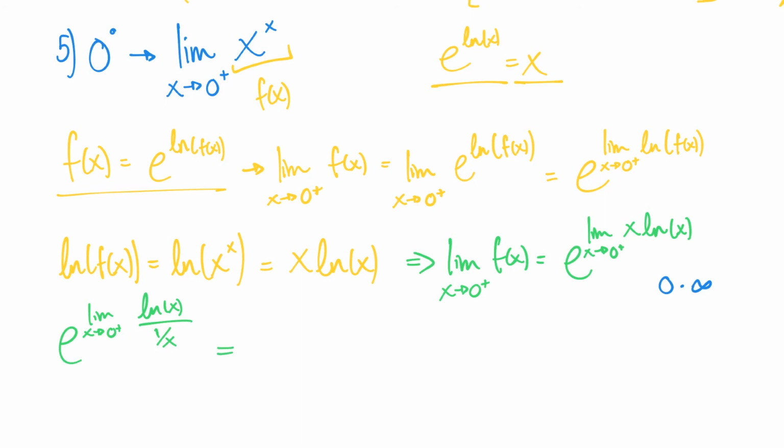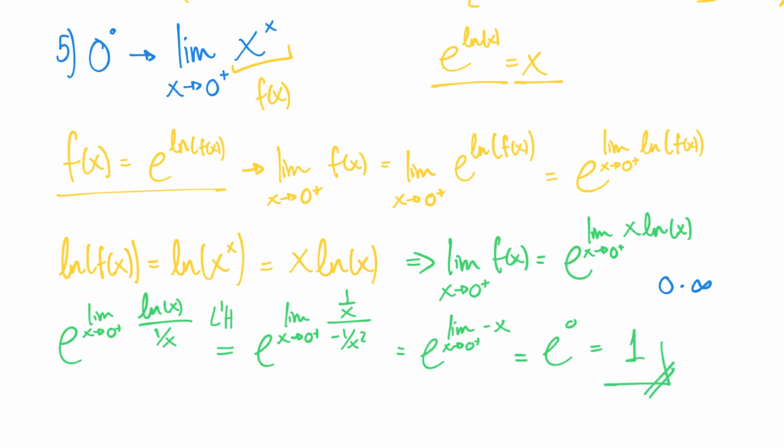So what am I going to do? You guessed it, L'Hopital's rule. Again, that doesn't modify, doesn't do anything to the e. And I'm going to end up with 1 over x over minus 1 over x squared. This is e to the limit. So I'm just going to have negative x, which is going to be equal to 0. And the final solution is going to be 1.